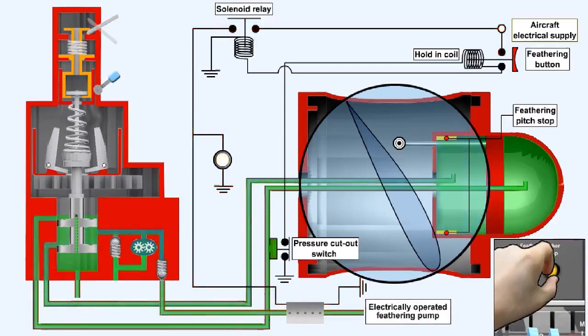When the contacts of the feathering button are opened, they break the supply to the solenoid relay, the contacts of which are supplying the feathering pump. Thus the feathering pump stops. The rest of the restart drill is accomplished in accordance with the aircraft operating manual.